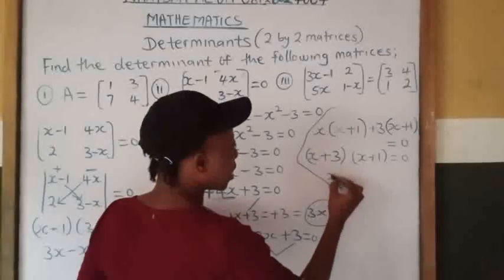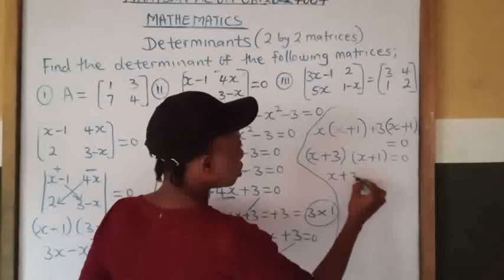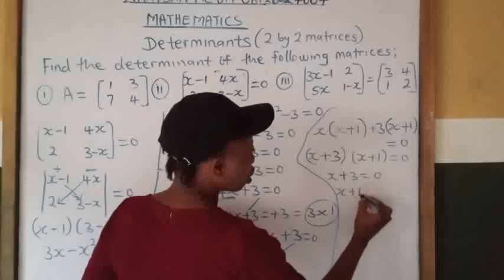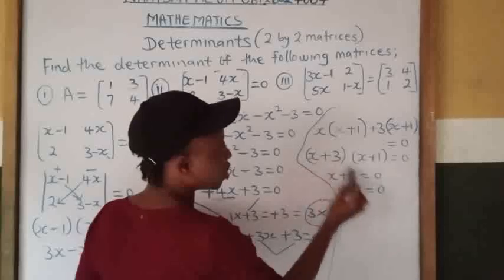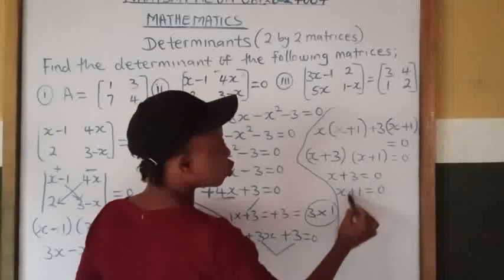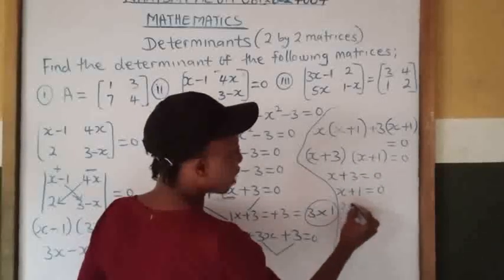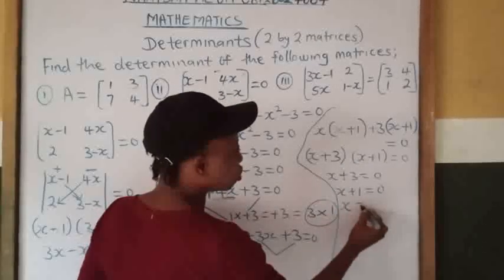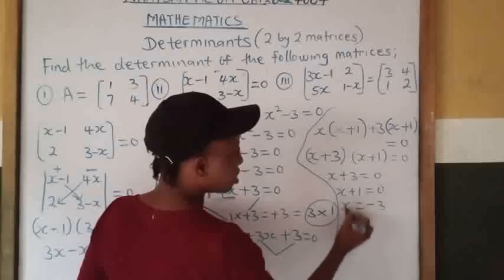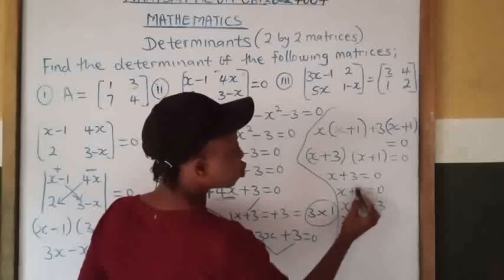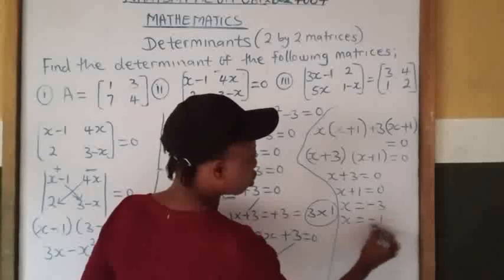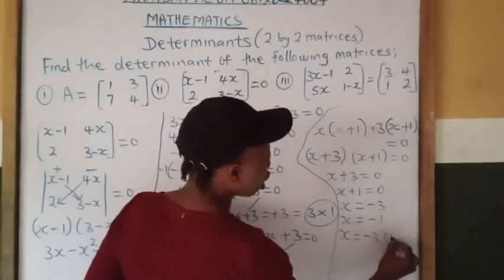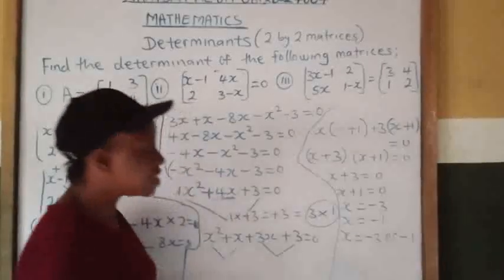So now we are going to have x plus 3 equal to 0 or x plus 1 equal to 0. Therefore the value of x will now be equal to, when you bring this plus 3 down to this side, it will change to minus 3. Then the second one, when you bring plus 1 down to this side, it will change to minus 1. So the value of x will now be equal to minus 3 or minus 1. So this is the final.